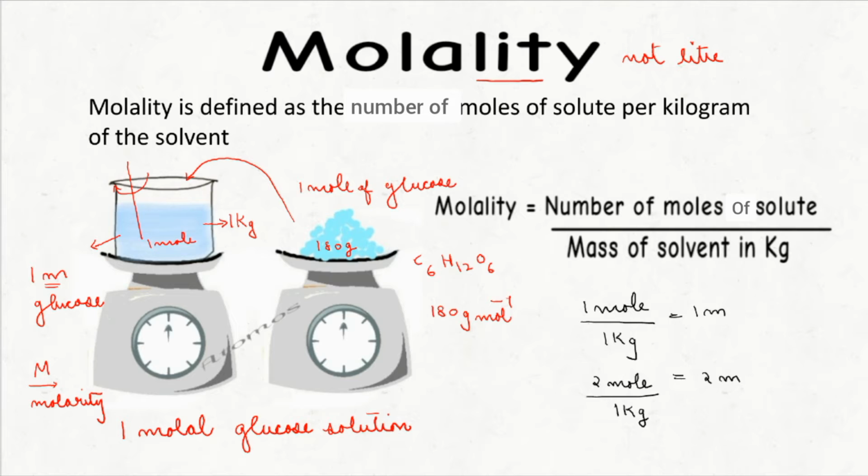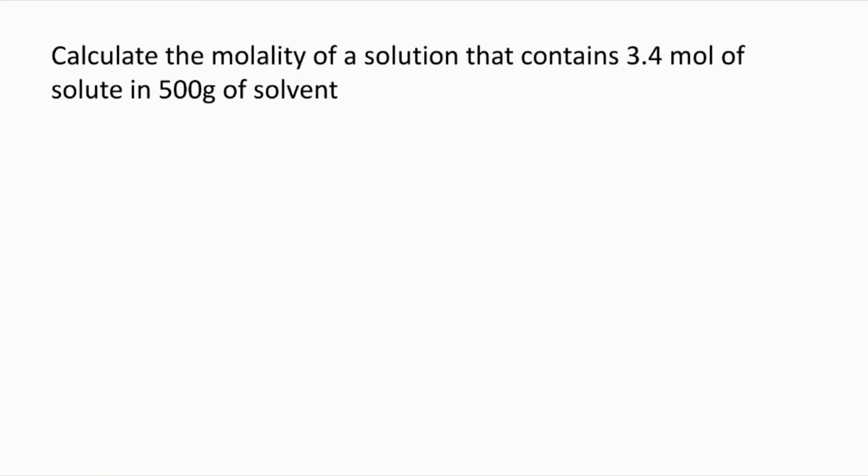Suppose I don't have 1 kg of water. Instead of 1 kg, I am taking 500 gram of water and dissolving 1 mole of glucose in that, right? That time, how to express molality? The problem is there in the next page. We will do that. See the question.